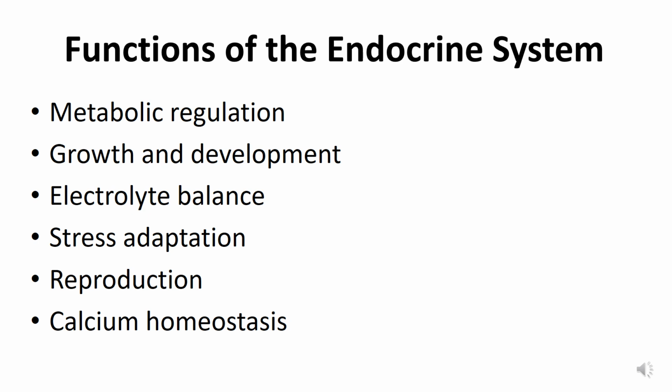Calcium homeostasis is another essential responsibility of the endocrine system. This means maintaining stable calcium levels in the body. Calcium is important for strong bones and teeth. It also helps muscles contract and nerves send signals properly.